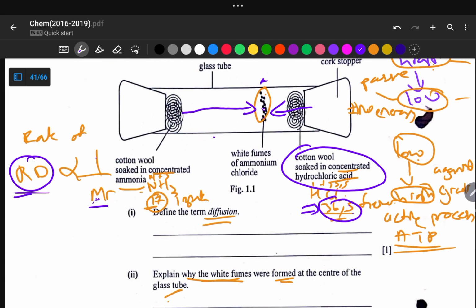So we have factors which govern the rate of diffusion. We have mass, we have temperature, and then we have concentration. Temperature is directly proportional to the rate of diffusion, and concentration is also directly proportional to the rate of diffusion.